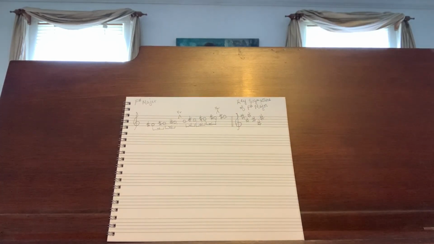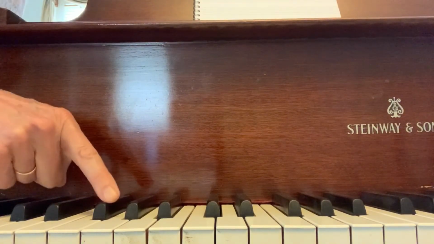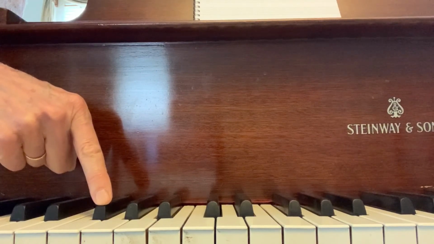And if someone were to ask you, what's the key signature of F sharp major? You say 6 sharps: F sharp, C sharp, G sharp, D sharp, A sharp, E sharp. In case some of you are still scratching your heads about this E sharp looking like an F, let's take a look at the actual keys.